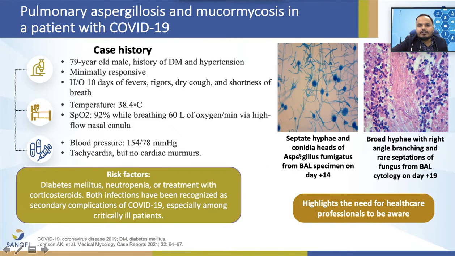And when we did the microbiological examination, it showed septate hyphae and conidia, Aspergillus fumigatus, from bronchoalveolar lavage samples. Broad hyphae with right angle branching and rare septation of fungus on cytology on day 19. So there are risk factors we need to understand: if there is diabetes, neutropenia, or treatment with corticosteroids, we need to detect these complications early.